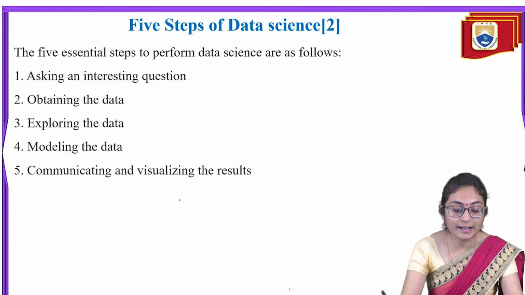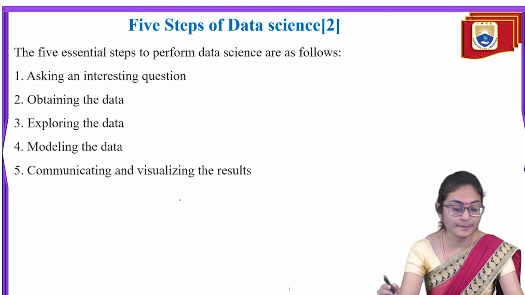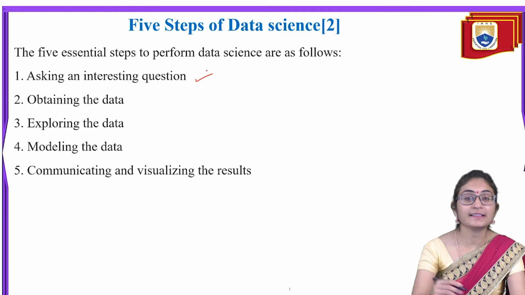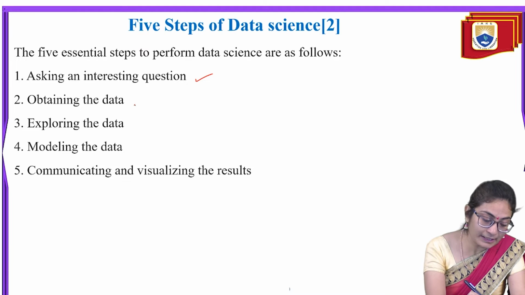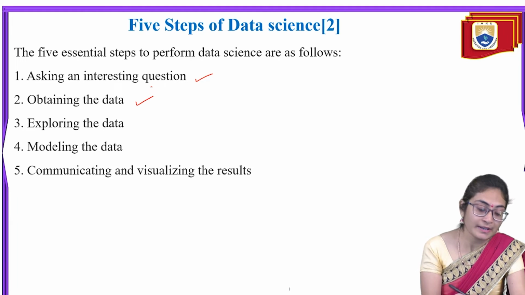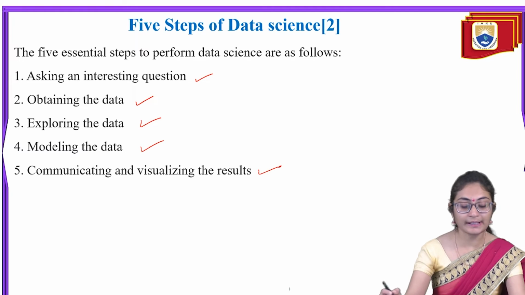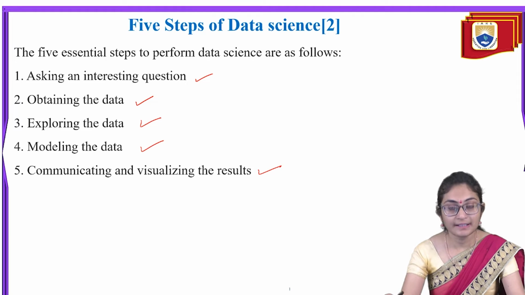Now, there are the 5 steps of data science. First one is asking an interesting question. Second one is obtaining the data. Third one is exploring the data. Fourth one is modeling the data. And fifth one, communicating and visualizing the results.